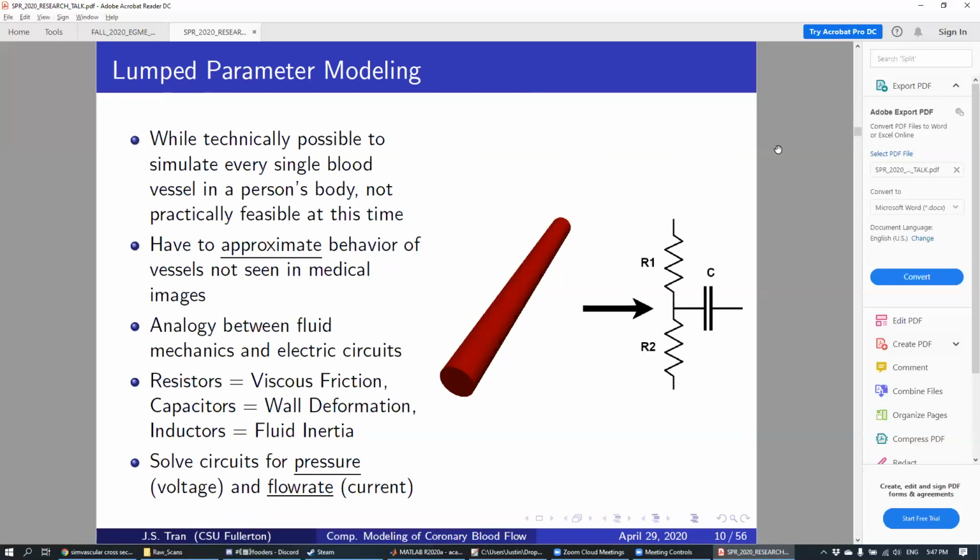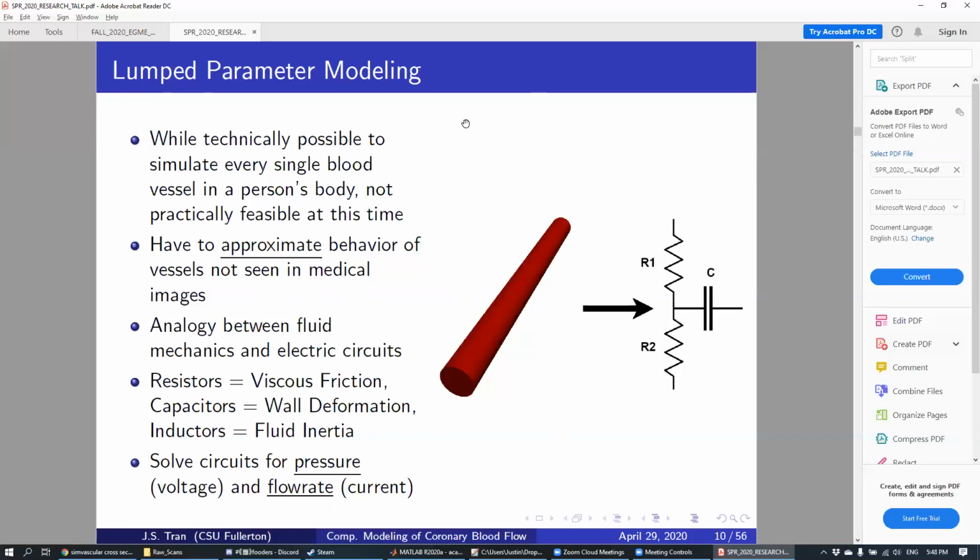And so if we can obtain a three-dimensional model of our blood vessels, why would we want to dumb this down and make it turn into a circuit instead? The reason is that right now, it's just not practically feasible to simulate every single blood vessel in a person's body. Just like we talked about at the beginning, each person has 60,000 miles of blood vessels in their body. And right now, we just don't have the computational power to simulate 60,000 miles of blood vessels and have it finished within this century.